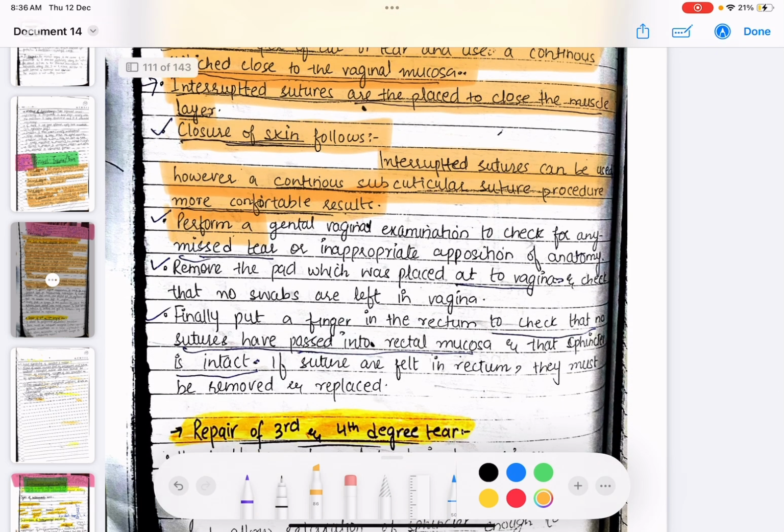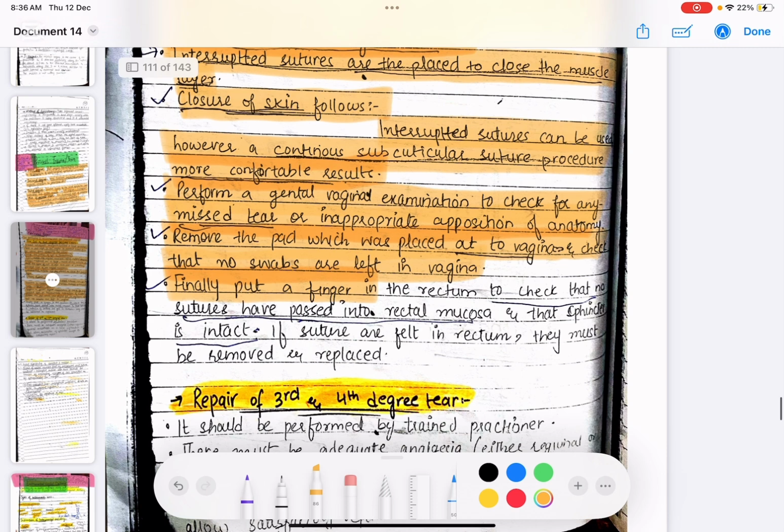Then perform a genital vaginal examination to check for any missed tear or inappropriate position of the anatomy, and remove the pad which was placed in the vagina and check that no swabs are left in the vagina. Finally, put a finger in the rectum to check that no sutures have passed into the rectal mucosa and that the sphincter is intact. If sutures are felt in the rectum, they must be removed and replaced.